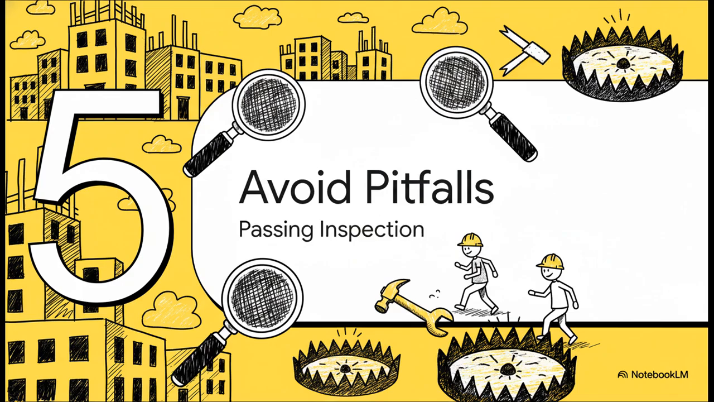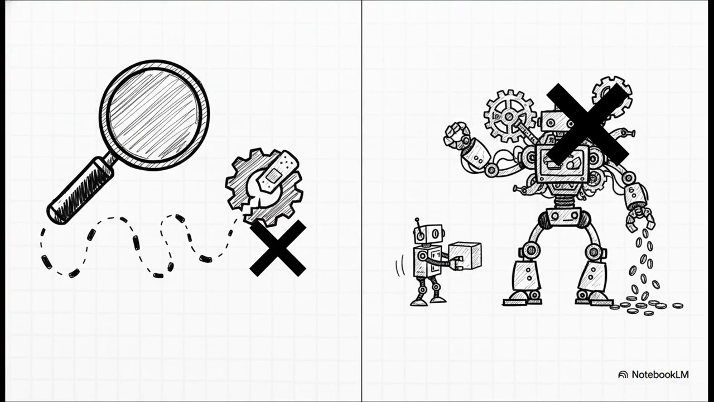Finally, Section 5, avoiding common builder pitfalls. Let's make sure you actually pass the inspection. There are a few major traps here, but one of the most dangerous is treating model failures like traditional software bugs. When your agent makes a mistake, do not just patch your Python code and hit run again. You have to read the LLM's reasoning trace. That trace is literally the only way to see why the model made the wrong call. Did it just misinterpret the prompt, or did your retrieval tool feed it absolute garbage?